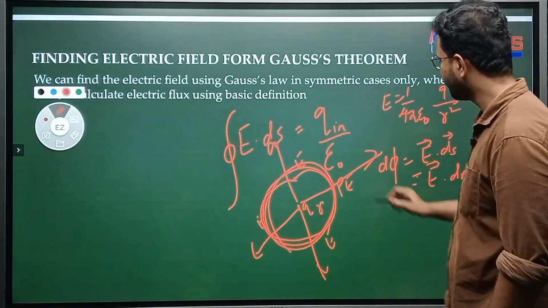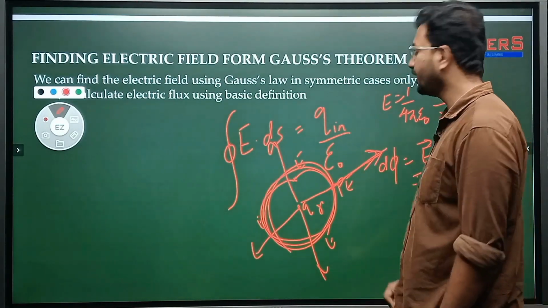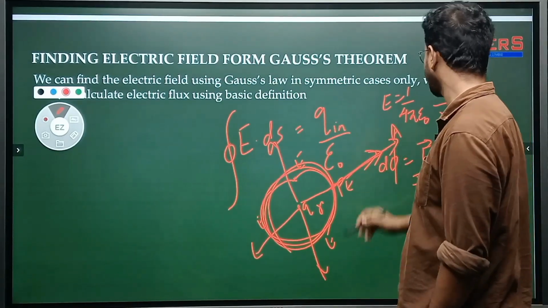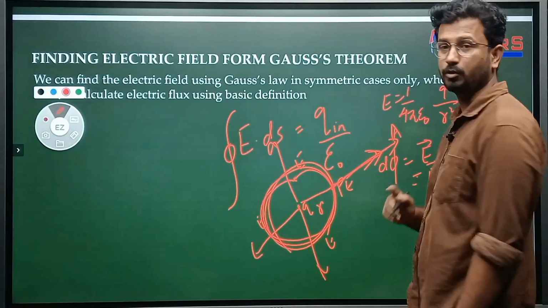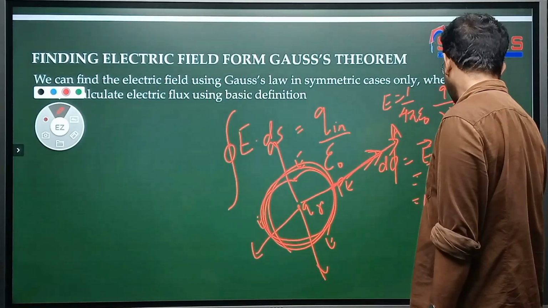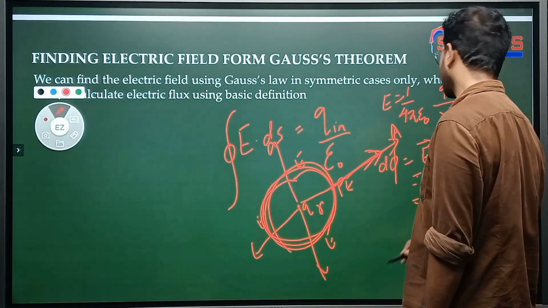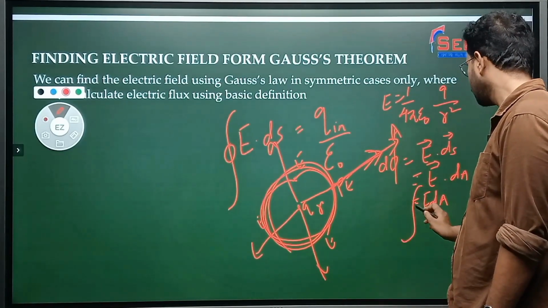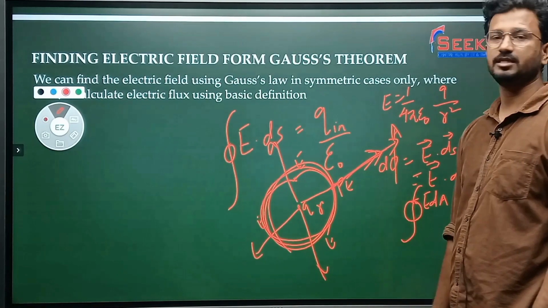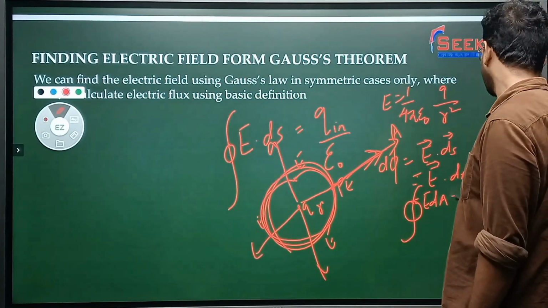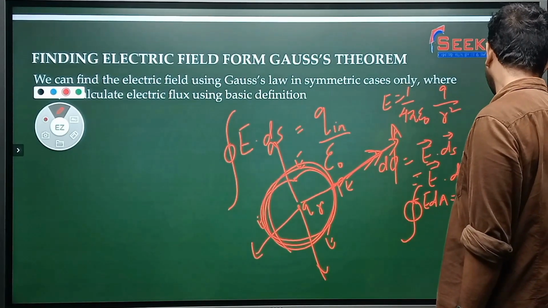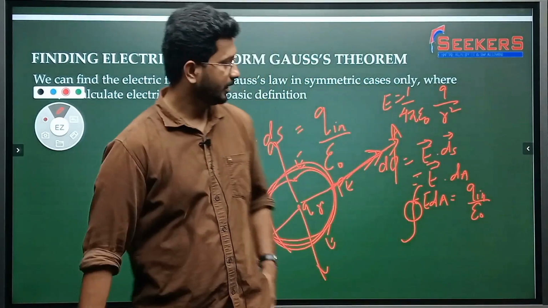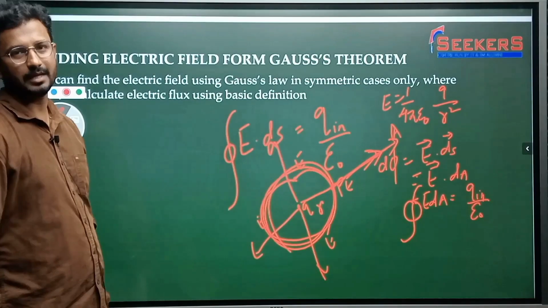Since the electric field is in this direction and the area vector is perpendicular to the surface, the area vector is also in the same direction. The angle between them will be 0 degrees. Cos 0 is 1, so it becomes E dA. We have to calculate the total flux, so we put an integral sign. This calculates the total flux, which is equal to Q internal divided by epsilon naught. So integral of E dA is equal to Q internal by epsilon naught.